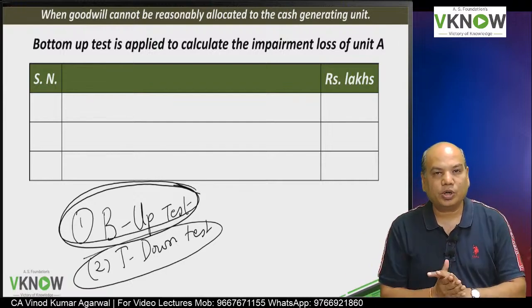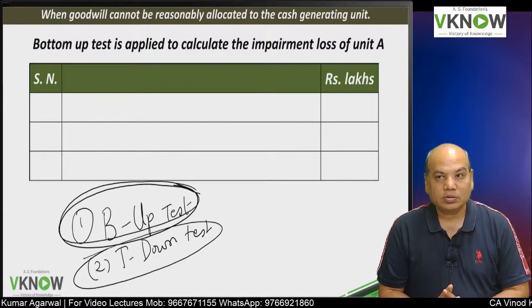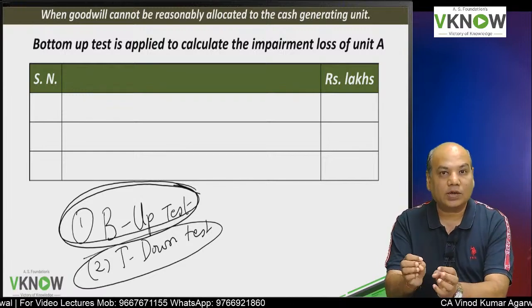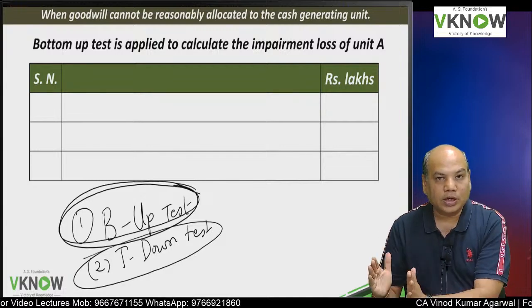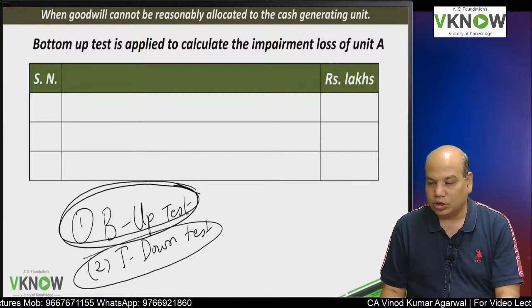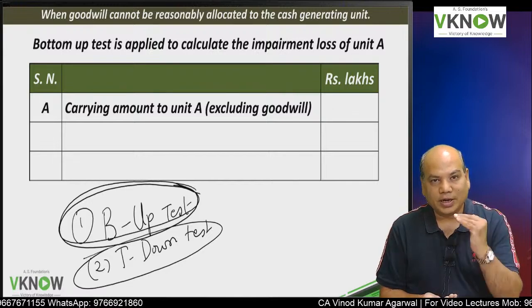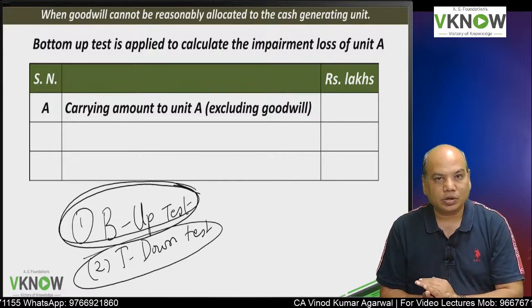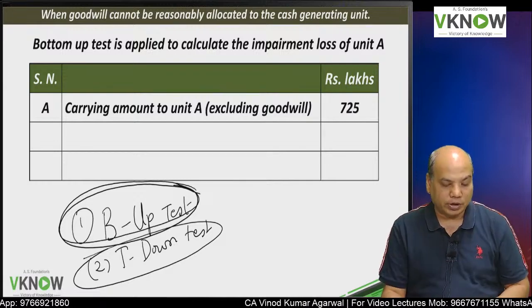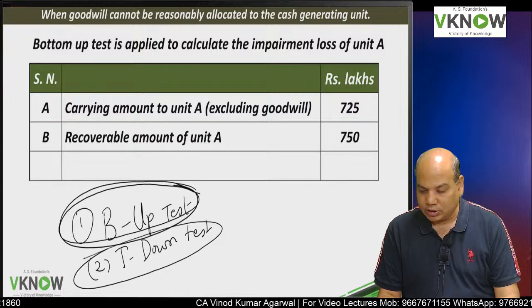So let us first perform the bottom up test. Which unit is indicated to be impaired? Unit 1. So I am given data only for unit 1. In your exam they may give you data for, suppose, unit 2 also. Then you will apply the bottom up test for unit 1 as well as unit 2. But for this question, only unit 1. And I can't allocate the goodwill, so I will directly compare the carrying amount of unit A with the recoverable amount of unit A. Carrying amount of unit A excluding goodwill is 725 and recoverable amount of unit A is 750.